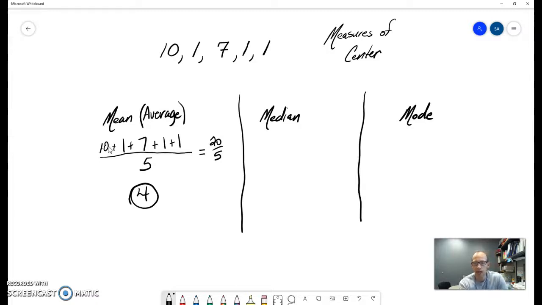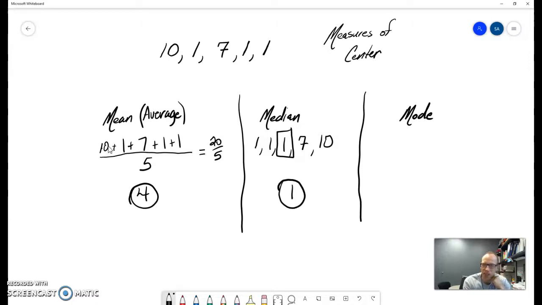For median, median's simpler, but there's a tricky step you have to remember. You have to remember to put the data in order from lowest to highest first, and then you want to grab the middle number. So here we have five numbers. We have a clear middle number being one. So one would be the median.